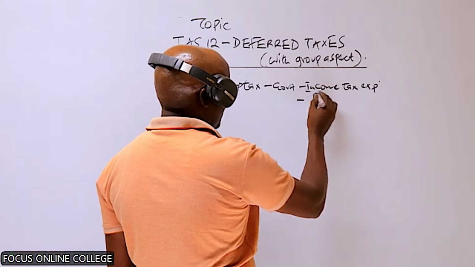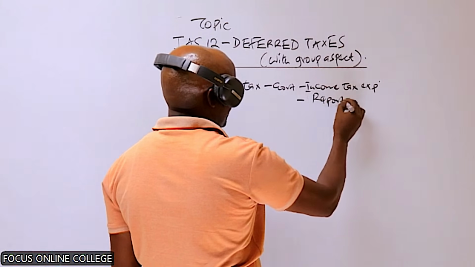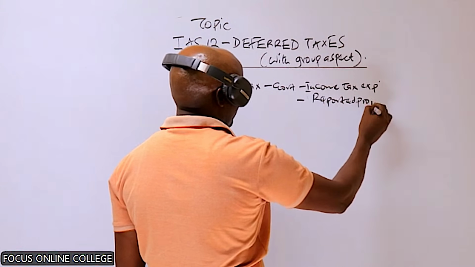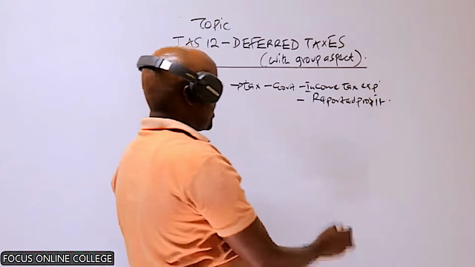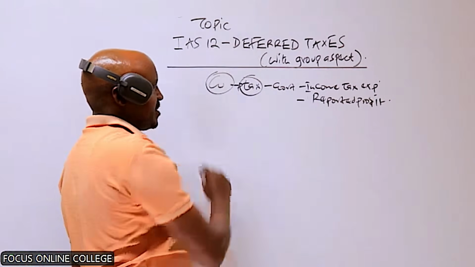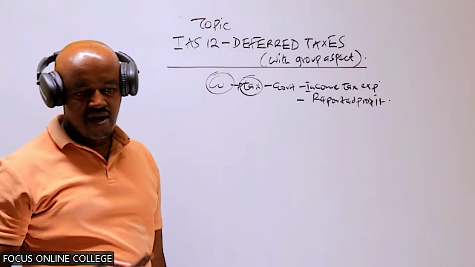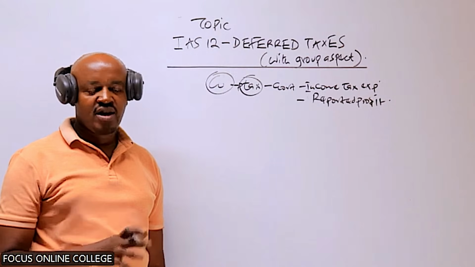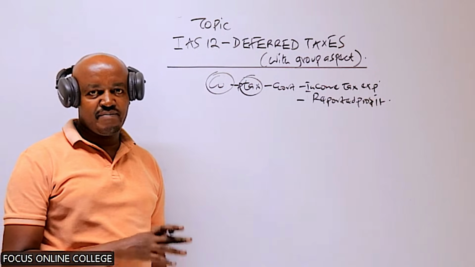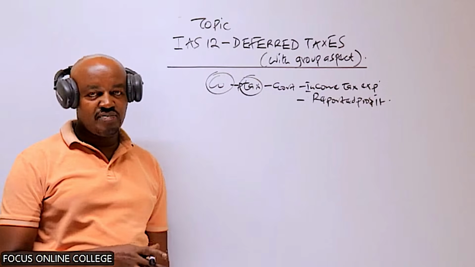Based on the reported profit of the company. In other terms, the tax which a company pays to the government is always based on the profit reported by the company.